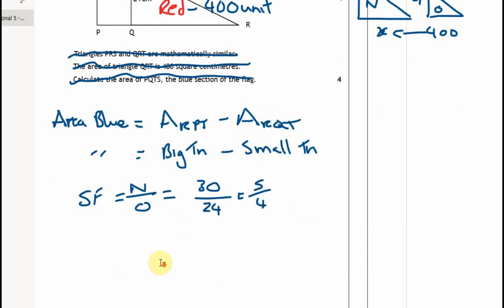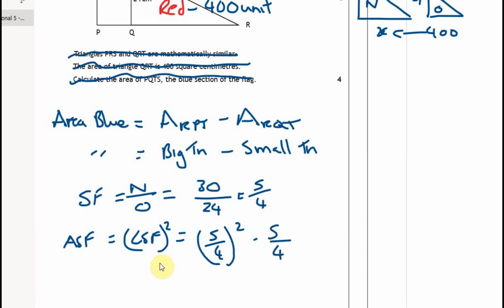Then we're looking at areas, aren't we? So what's our area scale factor going to be? The area scale factor is our linear scale factor squared. So that's going to give us 5 over 4 squared. And again, if it's a non-calculator paper, I would do it non-calculator, so it's 5 over 4 times 5 over 4. So that's 25 over 16. I'm just going to do it this way just because we might come up in a non-calculator paper. I just want to show you. Okay, but you could just have 5 over 4 squared or 30 over 24 squared in this paper because you've got a calculator. Okay, that's the area scale factor.